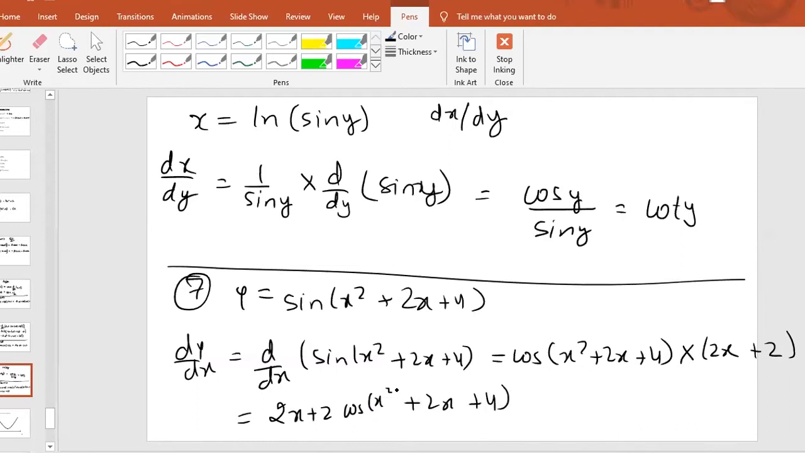So we get the answer as 2x plus 2 cos of x square plus 2x plus 4 is the correct answer. So the answer is 2x plus 2 multiplied, it is multiplied here, like this: 2x plus 2 cos of x square plus 2x plus 4.